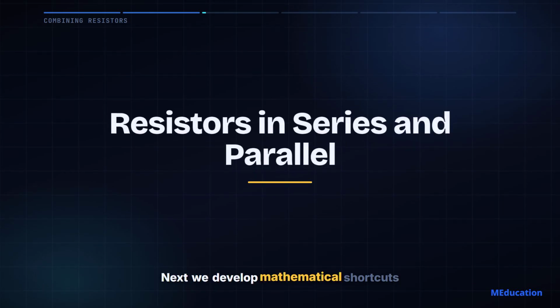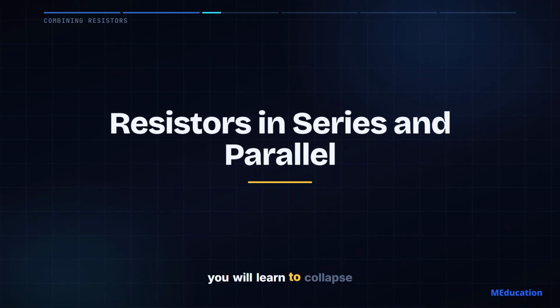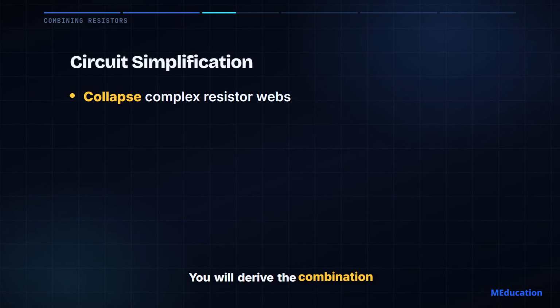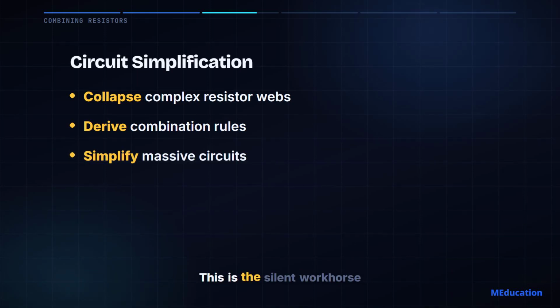Next, we develop mathematical shortcuts. Instead of applying Kirchhoff's laws to every single individual component, you will learn to collapse complex webs of resistors into a single equivalent resistance. You will derive the combination rules for series and parallel circuits from first principles, and then use them to simplify massive circuits in seconds. This is the silent workhorse behind almost every Paper 2 electricity question. If you can simplify the circuit, you can solve the problem.